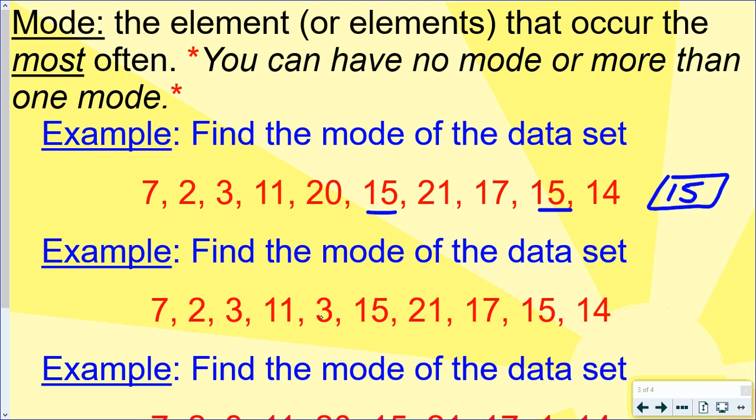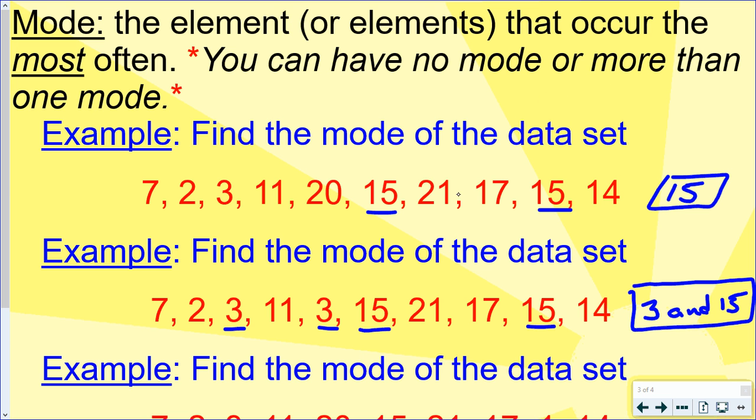All right, so I've got two 3s here, and two 15s, and nothing else repeats. So 3 and 15 occur more than anything else. So my mode is 3 and 15. So there are two modes here. And you could have more than two. So let's say 11 repeated. Then your mode would be 3, 11, and 15. So you can have no mode or more than one mode.